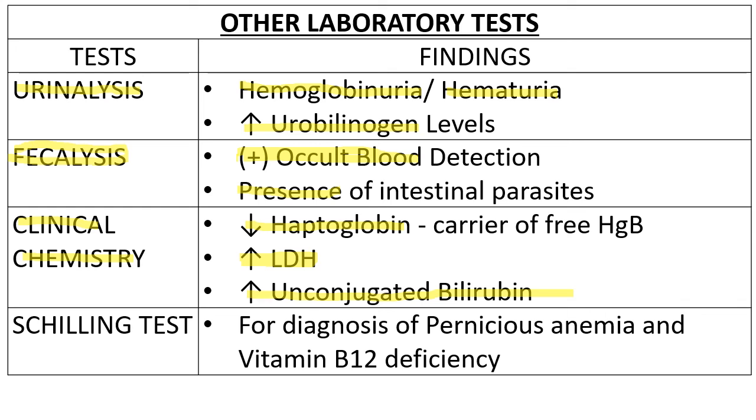And another special test, no, Schilling's test. Para saan naman to? To differentiate pernicious anemia from vitamin B12 deficiency. Okay, as a rule, no, pernicious anemia always results to vitamin B12 deficiency. But not all vitamin B12 deficiency is related to pernicious anemia. So, malalaman nyo yan further, i-discuss natin yung differences ng dalawa.